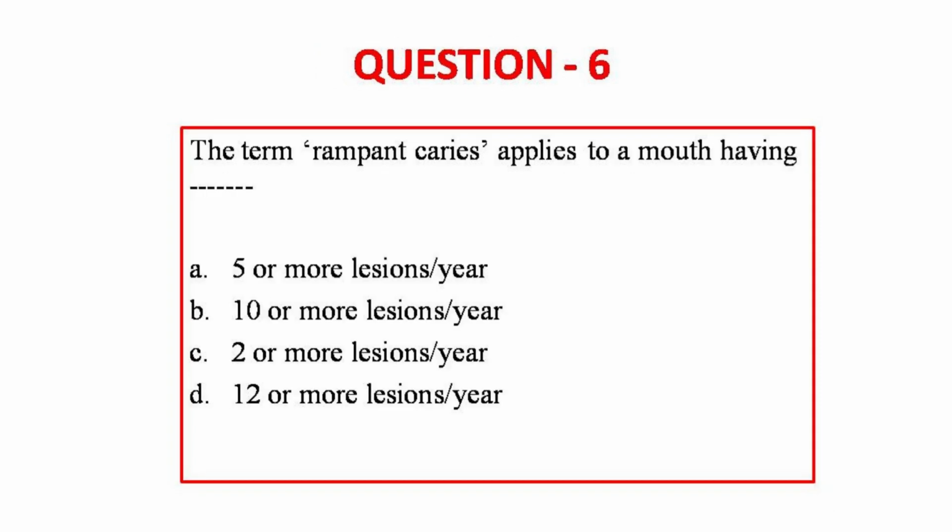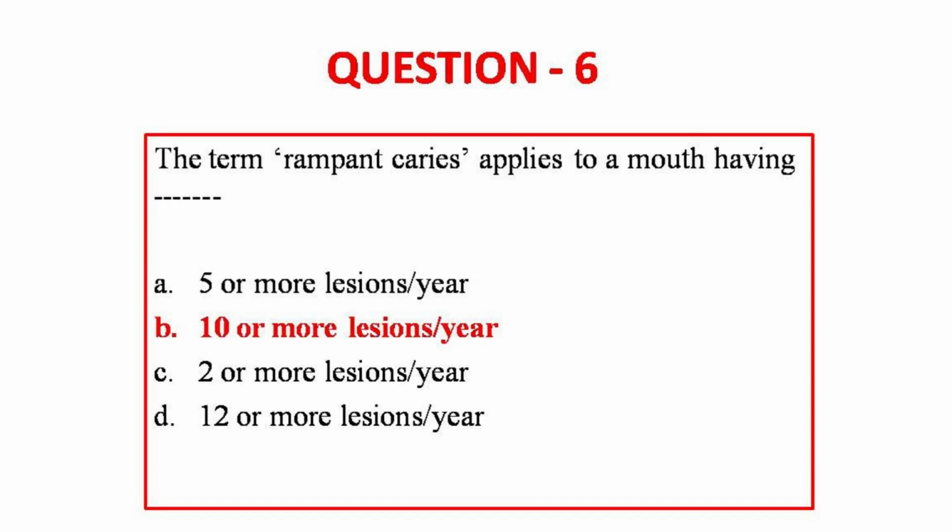The term rampant caries applies to a mouth having 5 or more lesions per year, or 10 or more lesions per year, 2 or more lesions per year, 12 or more lesions per year. The answer to this question is 10 or more lesions per year. Only then it is called rampant caries.